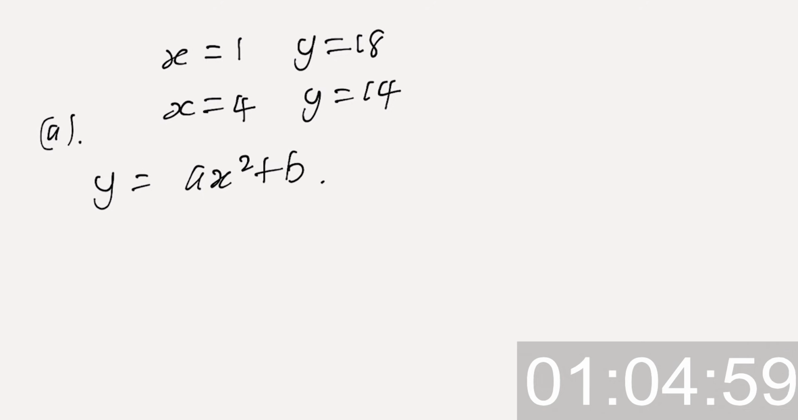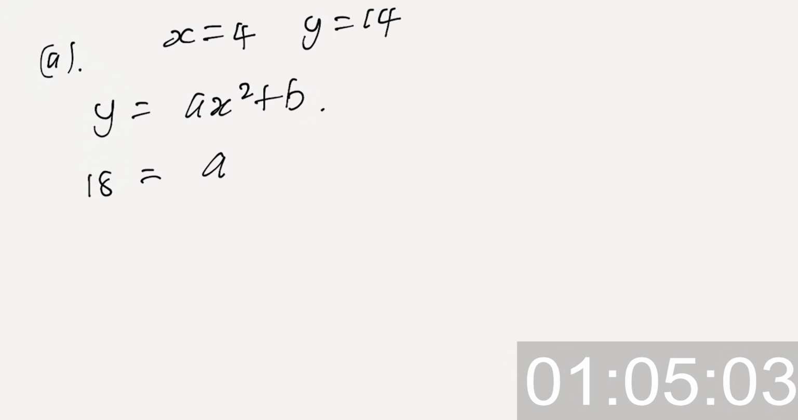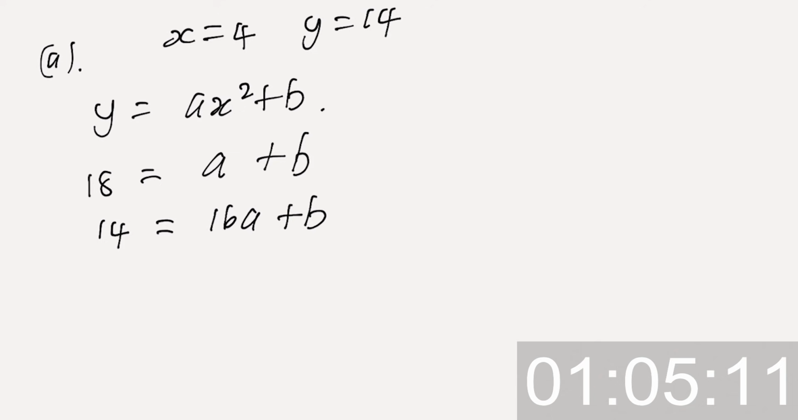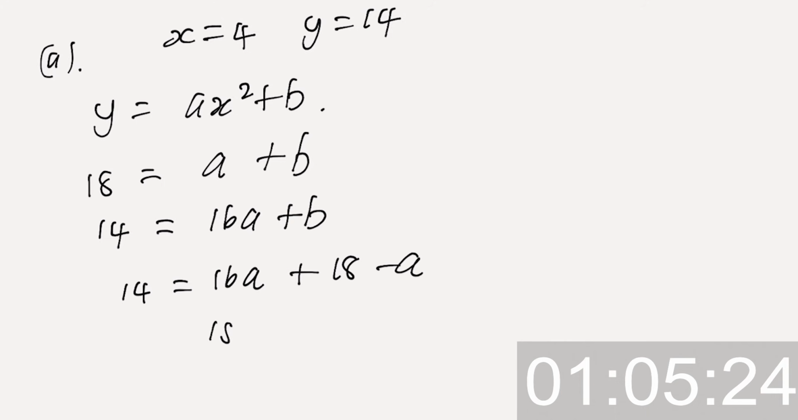So let's take the first one. I can say that 18 is equal to a times x squared plus b, so that's a plus b for the first one, and then I know that 14 has to equal 16a plus b. Right, so what do I know? I know that 14 is 16a plus b, but then b is equal to 18 minus a. So that means that 15a is equal to minus 4.